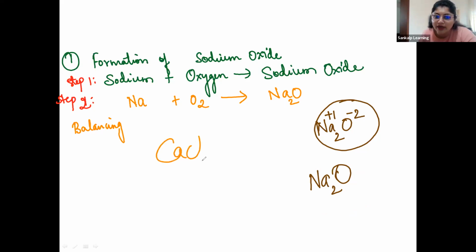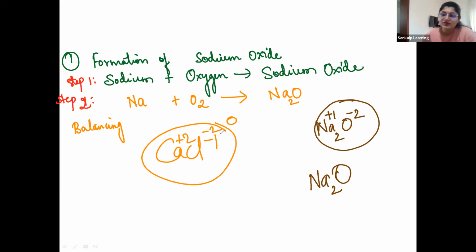Suppose now calcium chloride. Calcium is +2, and chlorine is -1. So +2 and -1, is it balanced? The overall charge is not 0. So what can I do, so that here it comes to -2?